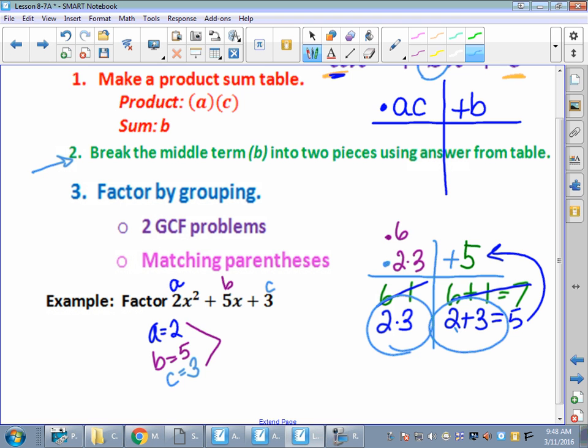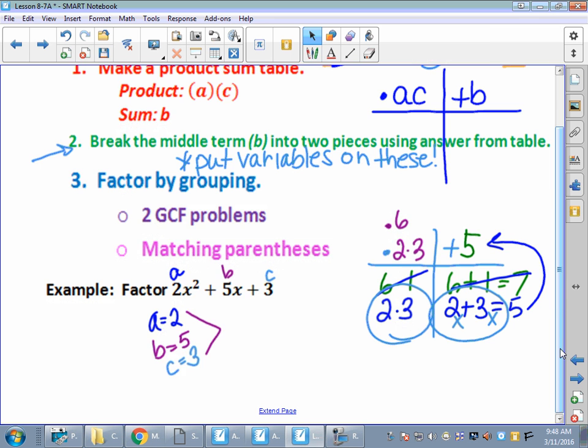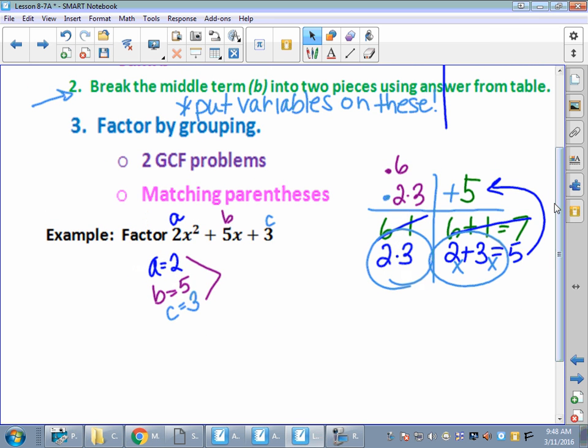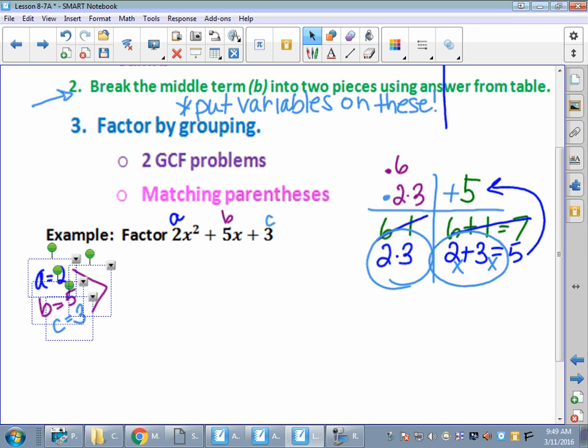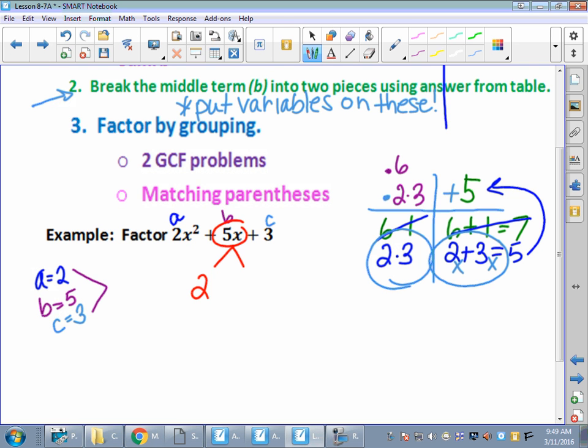I'm going to put x's on them. Don't forget, I'm going to add a little thing here. Put variables on these. So I'm going to take a 2x and a 3x. That's my answer from my product sum table. I'm going to scooch up. So if I move these guys over, there we go. So this 5x, I'm going to break up into a 2x plus a 3x. That's my answer over here from my product sum table when I put x's on them.